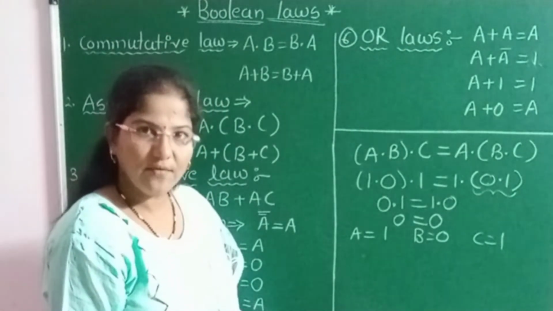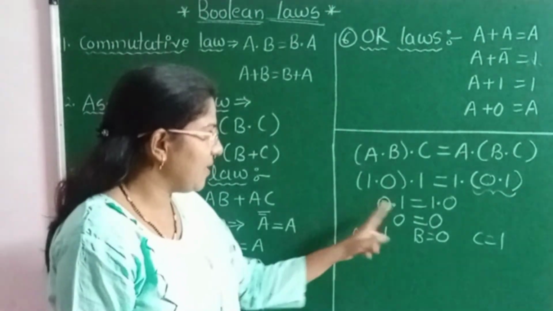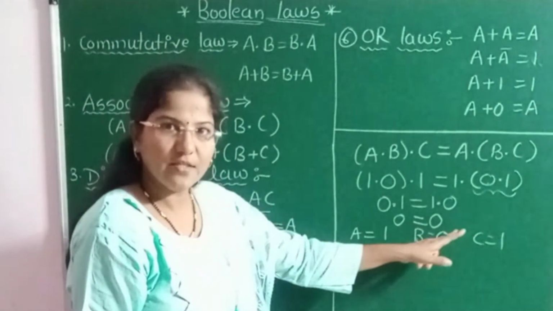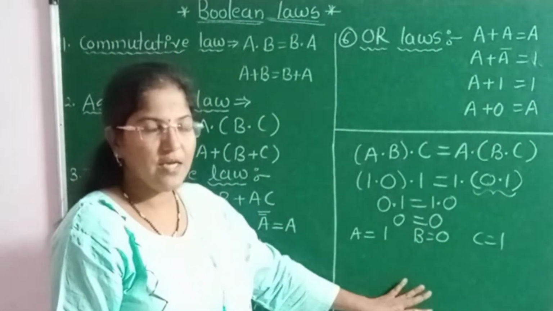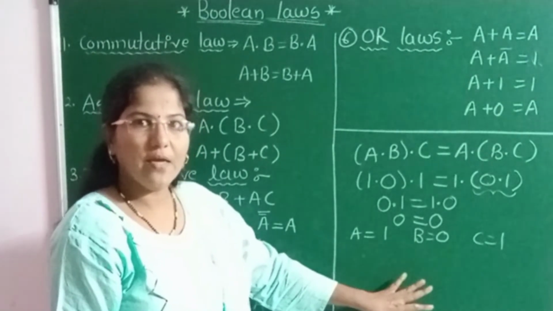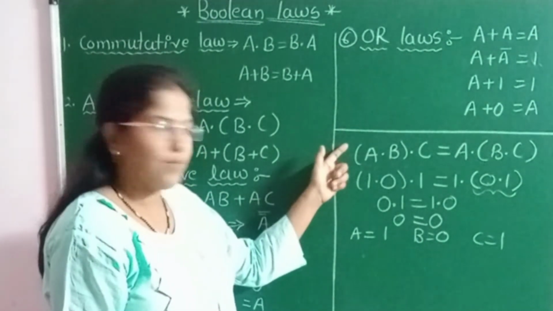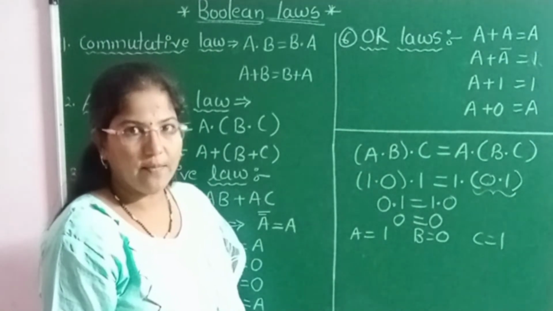And for the remaining 7 possibilities also, LHS will be equal to RHS. So you can do it by yourself. And if you have any doubt, please let me know in the comment box. I will make one more video to prove this expression with the help of the truth table.